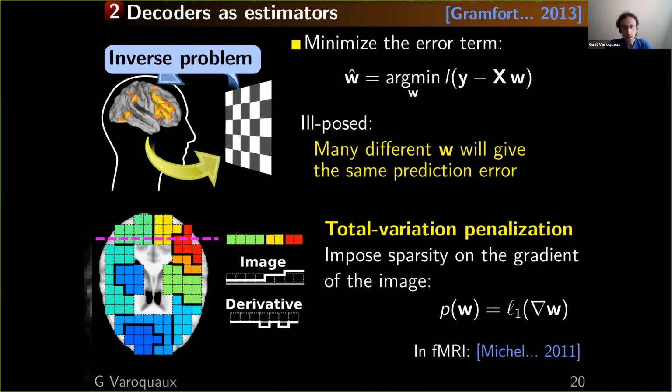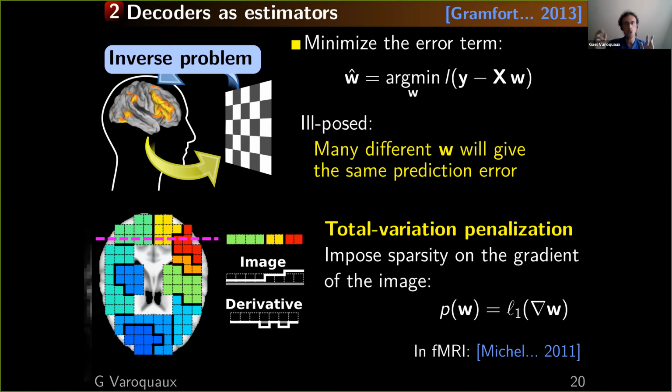So a better prior is to use sparsity on the gradients of the image. The reason I say it's a better prior is that a sparse decoder will tend to select a very small number of voxels. And if you have two redundant voxels, it will select only one of the two, right? I have two voxels, those two voxels are responding in the same way. And the sparse models will detect that they're responding in the same way and will select only one of the two. So if I do this, I'm going to select a subset of the region that I'm interested in.